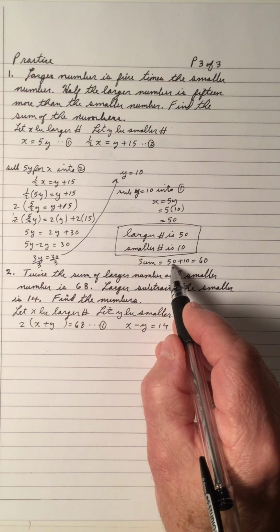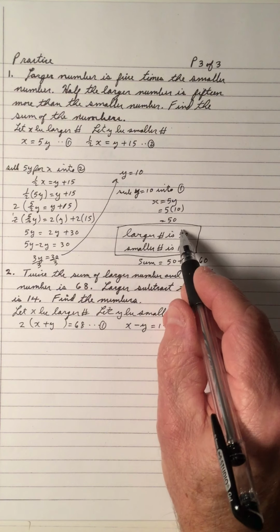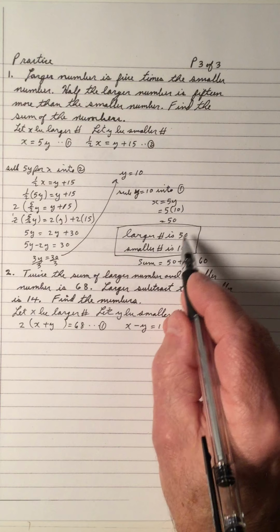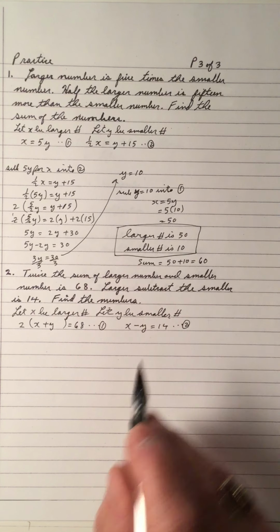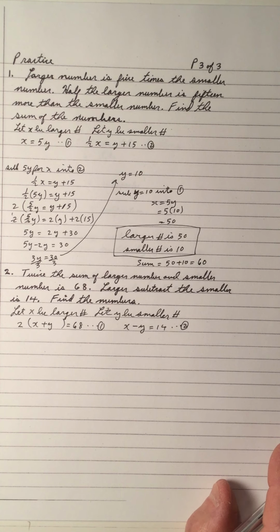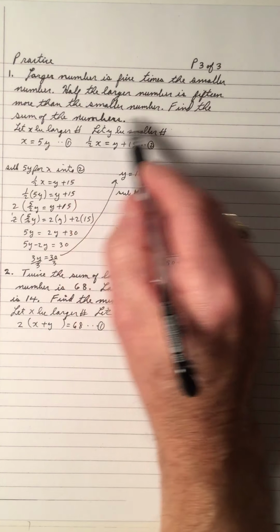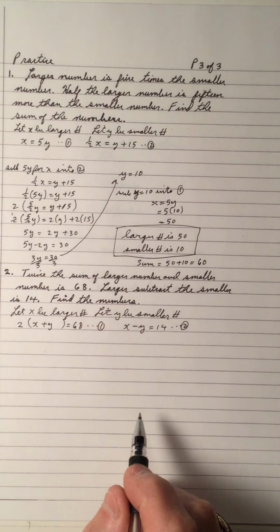So the sum is add, so 50 plus 10. So the answer to this problem is 60, even though I had the 50 and the 10. I lost the mark because I didn't answer the question. Be careful. I just noticed that when I look back. So always be careful. When you're finished your problem, read it over and make sure you're answering what it's saying.